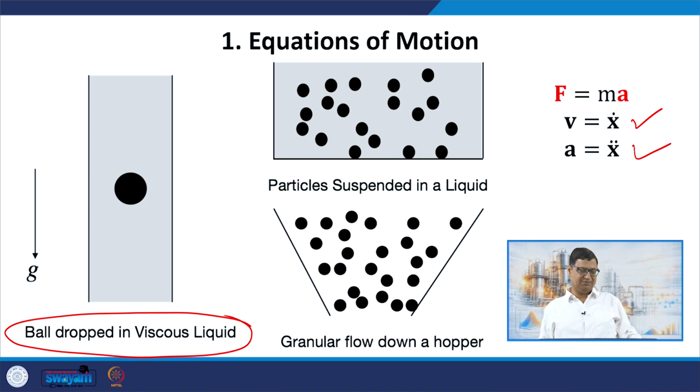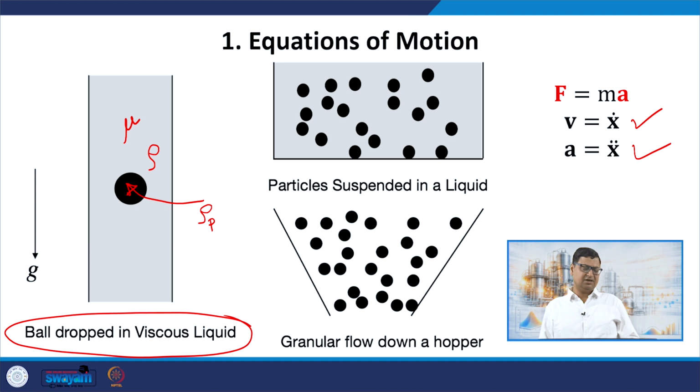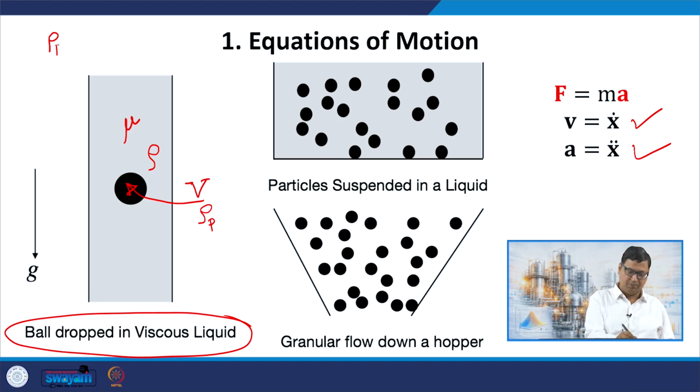So, if you look at this problem, you have a ball and a viscous liquid which may have a certain viscosity, and clearly the ball has to be heavier than the fluid. The ball has a certain density, let me call it rho p, and the density of the fluid, let us say, is rho. If I assume that the ball also has a volume v, then there is a gravitational force acting on the ball given as rho p v g, that is, the mass multiplied by the gravity.